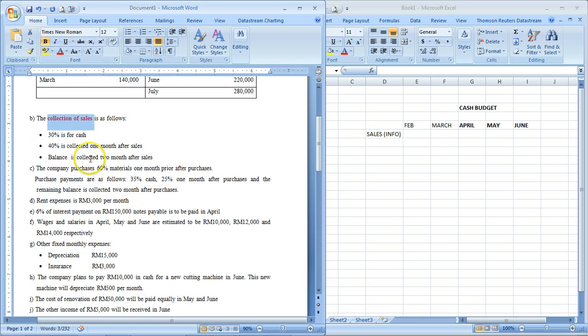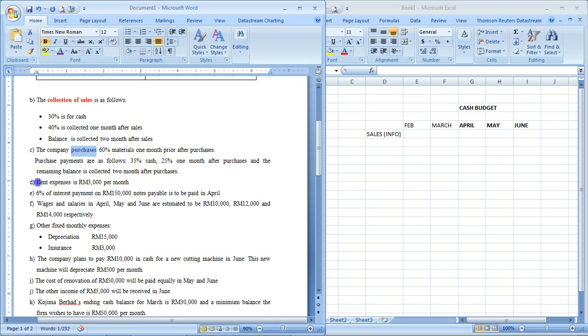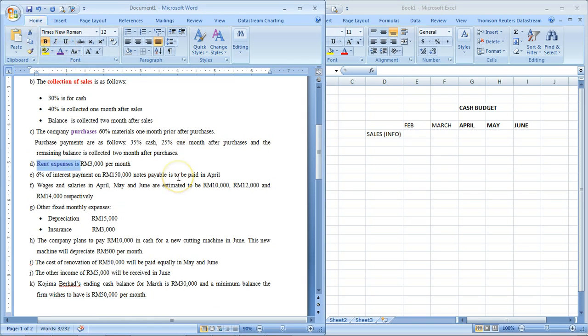Purchase, you see, what is purchase talking about, class? It is about payment, so you use purple color. Rent expenses is payment too, purple color. So you categorize it first, so it is easy for you to put either in the receipt or under payment.